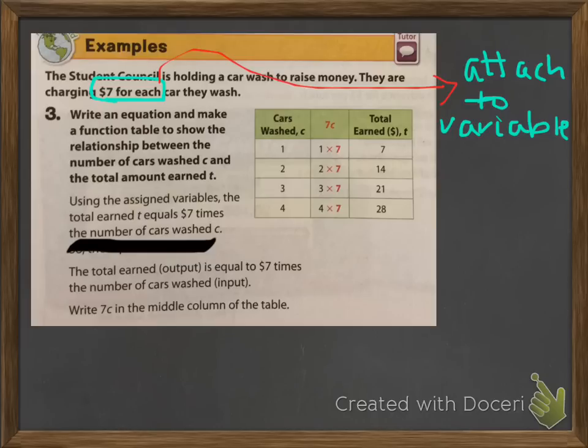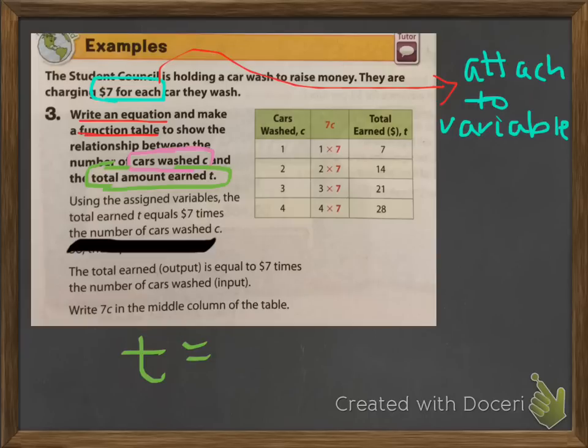It says write an equation, so that's our first step, and make a function table, so that's our second piece, to show the relationship between the number of cars washed, C, and the total amount earned, T. And remember what I told you before about total. The total is usually by itself in the equation, or in the function. And it's asking us for an equation. So usually the total is by itself, so you're going to do T equals.